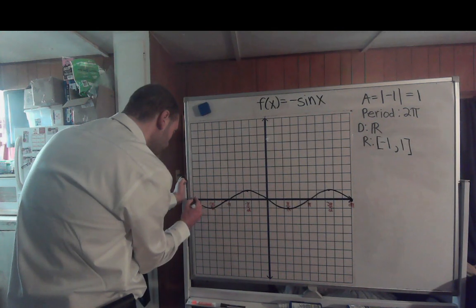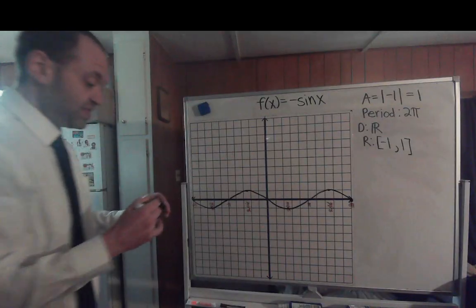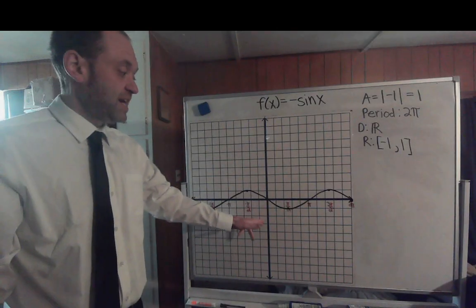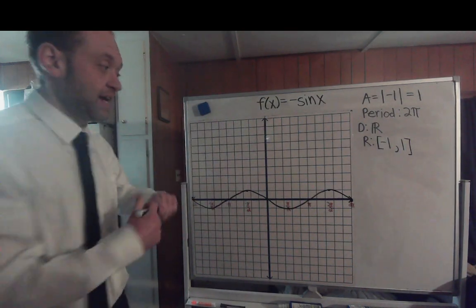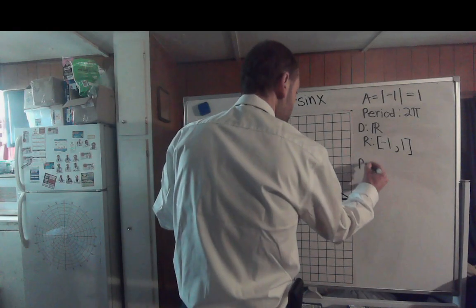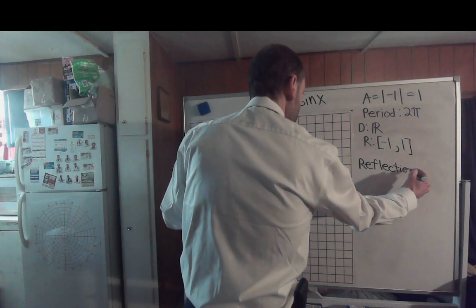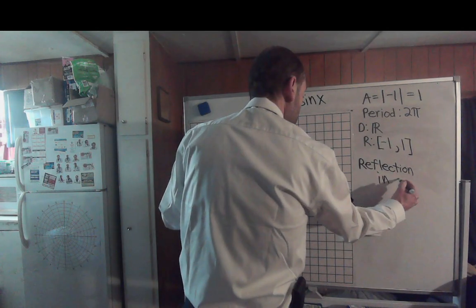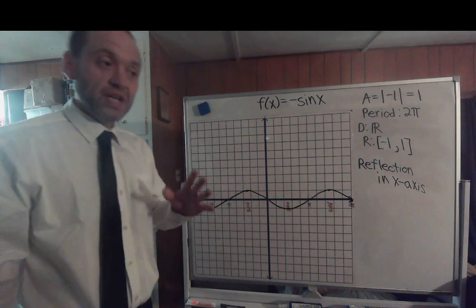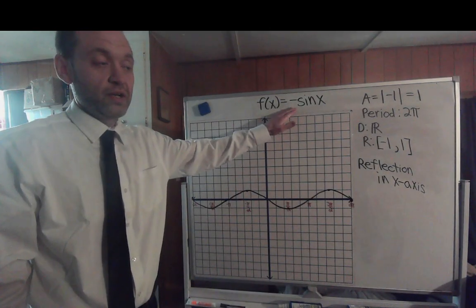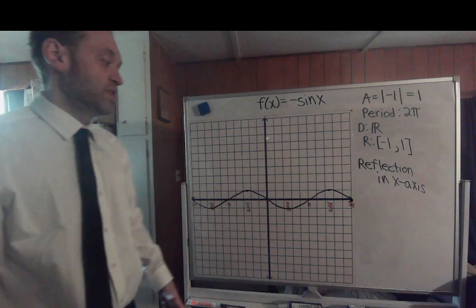So what you see is the graph of the original sine of x all reflected in the x-axis. So in this case, you have a reflection in the x-axis. That's true with any function in general. If you have a negative coefficient in front of the function, that is a reflection in the x-axis.